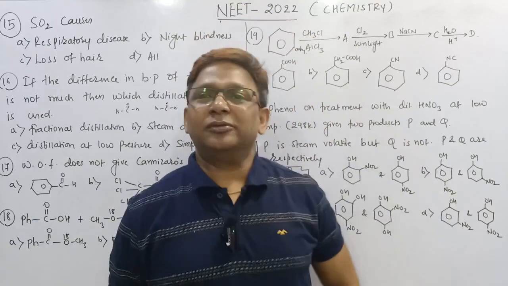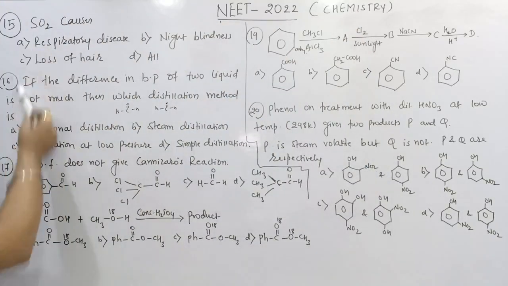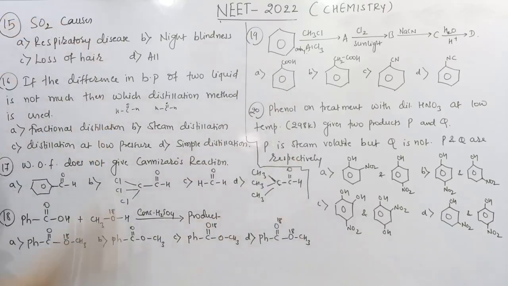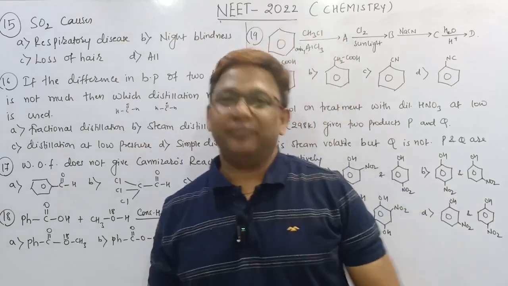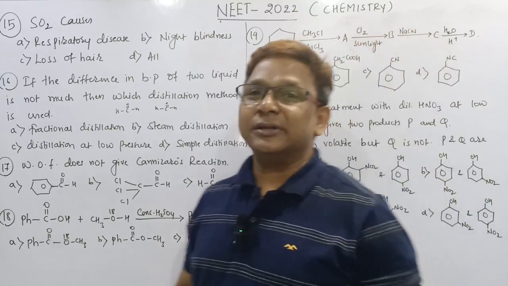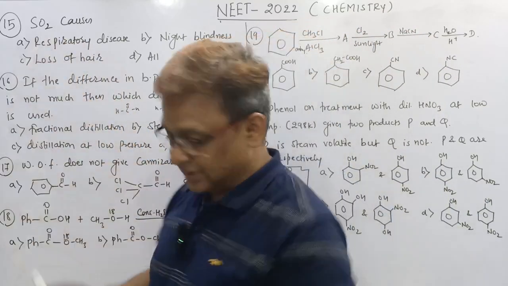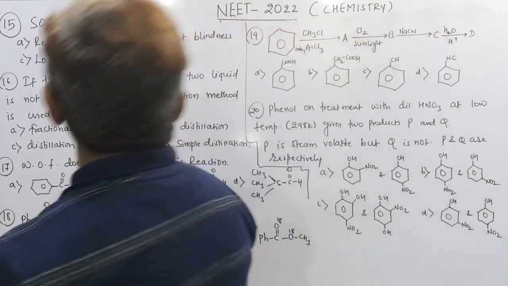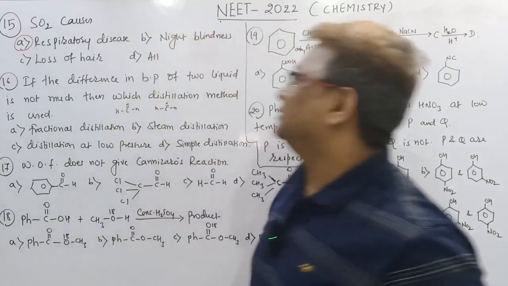Hello beta, now the remaining questions we will see here. Now question numbers 15, 16, 17, 18, 19 and 20. Question number 15 is coming from the p-block elements, SO2. SO2 causes what? A direct question. SO2 causes respiratory diseases, right? So the answer is that SO2 causes respiratory diseases.